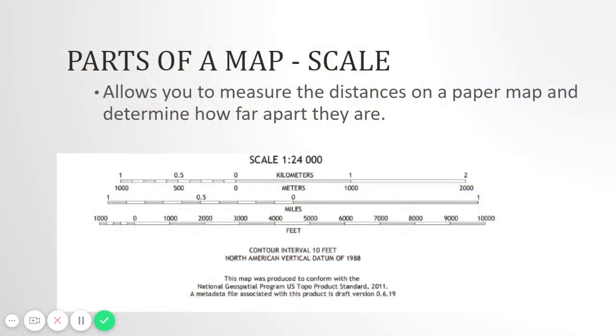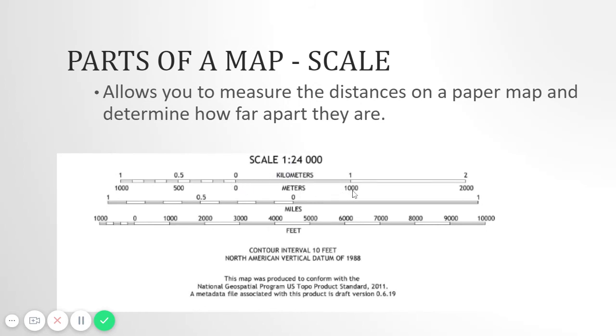And the last thing we're going to talk about on the parts of the map today is the scale, which lets you measure distances on a paper map and determine how far apart they are outside, or in reality. So this map has a scale of 1 to 24,000. That means 1 unit on the map is equal to 24,000 units outside. So for example, 1 inch on the map is 24,000 inches.